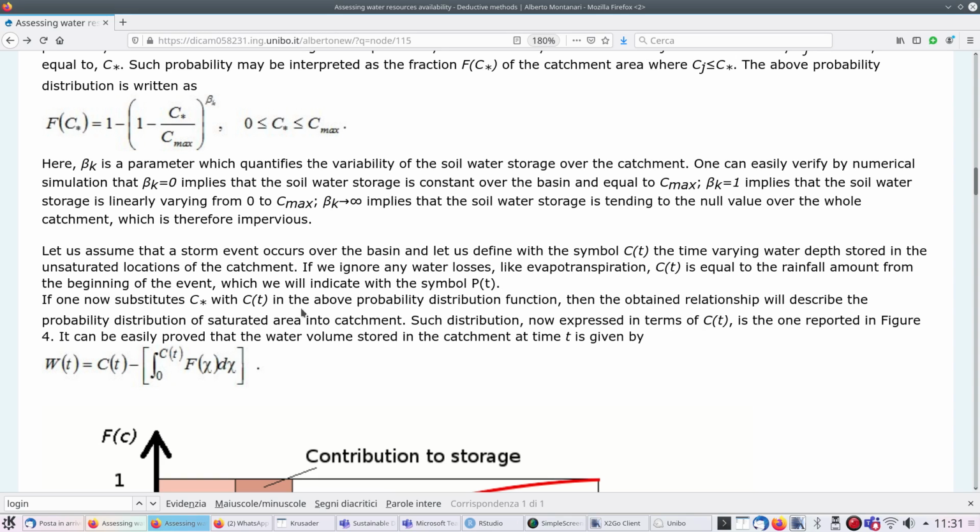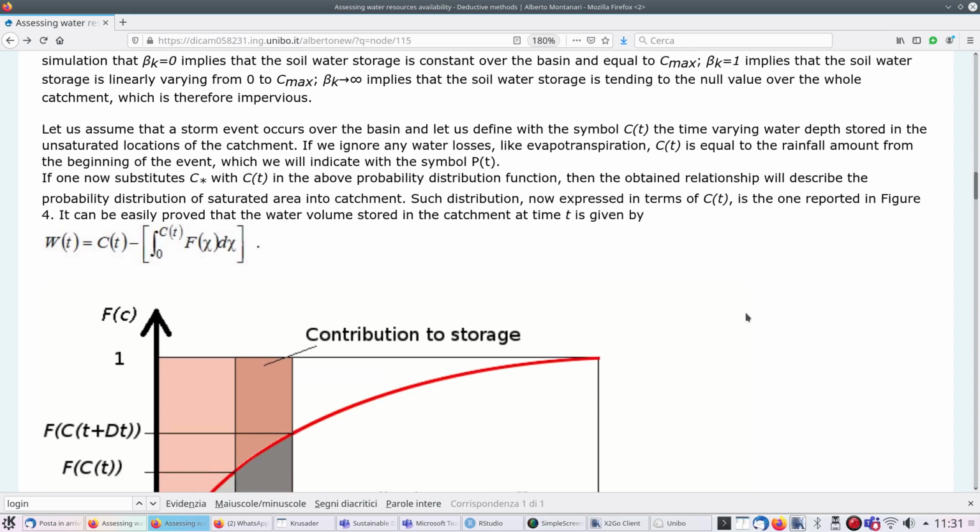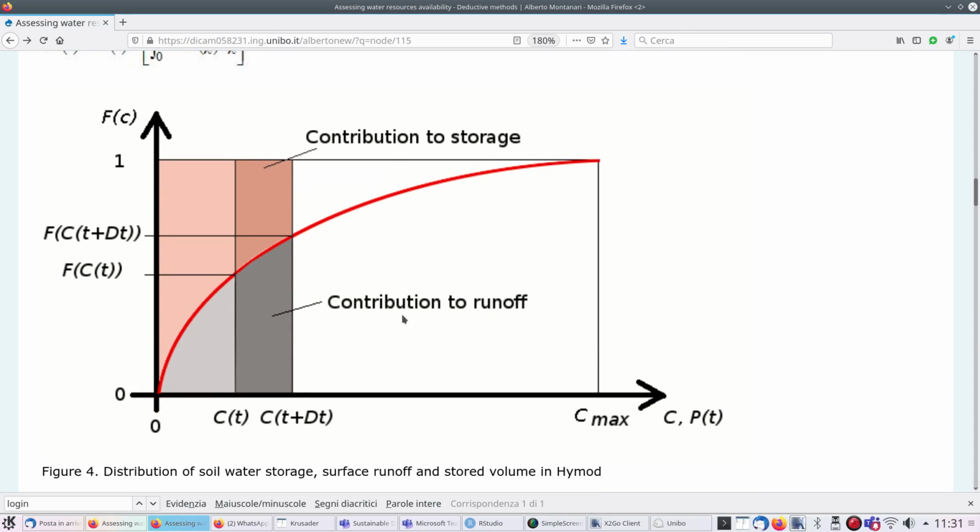Okay, and such a distribution, now expressed in terms of CT, is reported here. This is just an example. Don't look at the shaded, colored areas for now. Let's look at just this example, the red line of F(C). Now let's focus on it by assuming that if we get a given value of CT, we look at the figure, and I may open it, just one second.